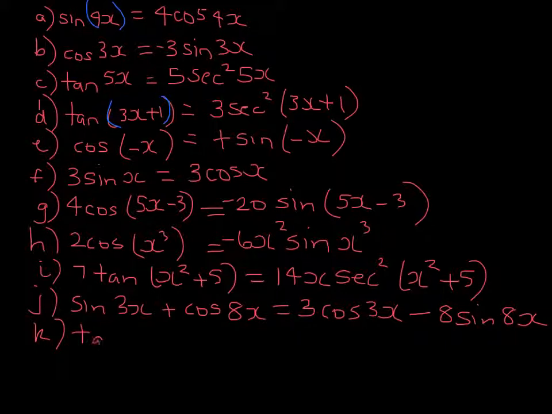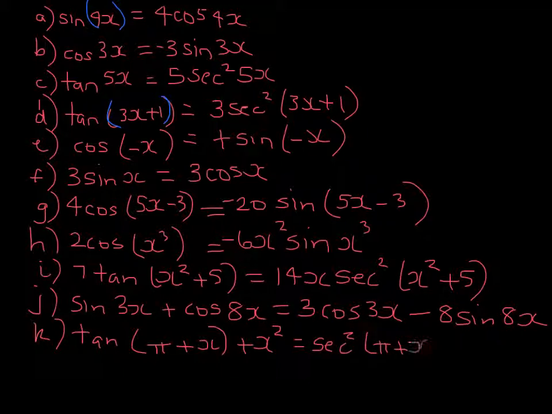Now we've got tan of pi plus x, plus x squared. So we've got a trig function to derive and then just a normal function. Now don't get confused here. What's in the brackets? The derivative of pi, well, pi is not a variable. Pi is just a number. The derivative of any number is 0. So the derivative of what's in the bracket is just a 1. So it's a 1 sec squared of pi plus x. And the derivative of x squared is 2x. And I think we can fit one more.